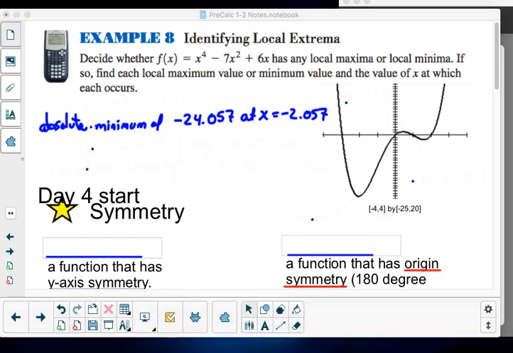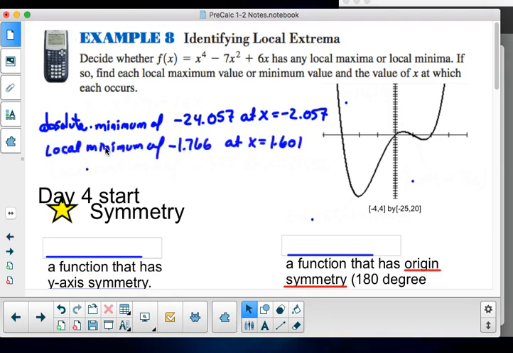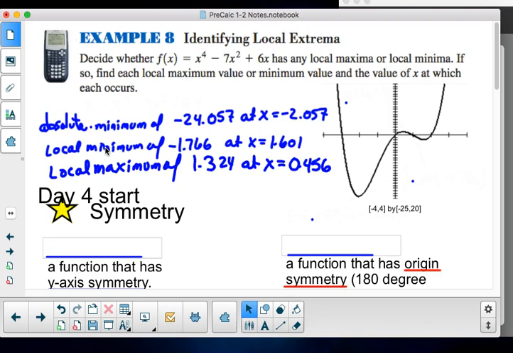So you should have found, hopefully, local minimum, local maximum. And they're local because there's something bigger or smaller. So keep that in mind. Absolutes, there's nothing bigger or smaller about it. Are there any questions about finding them and how I did?